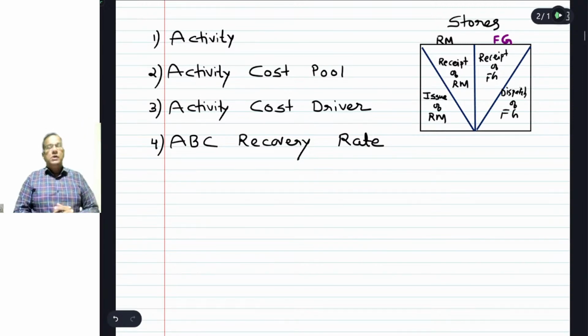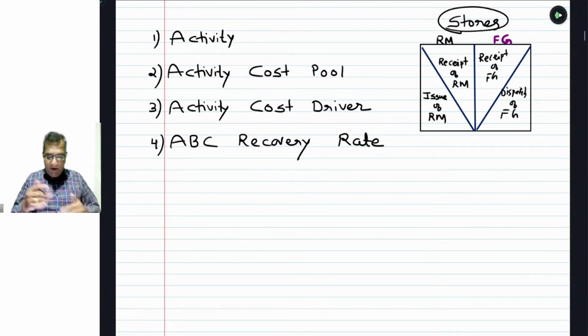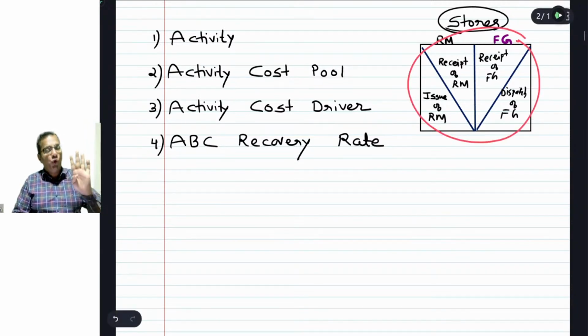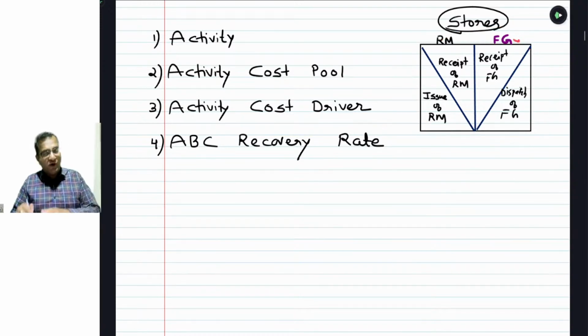Now, the authors David Kaplan and Norton have recommended that you should not find out the recovery rate department wise. You do not have to find it out for the store. You should bifurcate your store into different functions. By bifurcating the store into different functions, we came out with 4 functions: receipt of raw material, issue of raw material, receipt of finished goods, dispatch of finished goods. So each and every function of this store is known as activity.